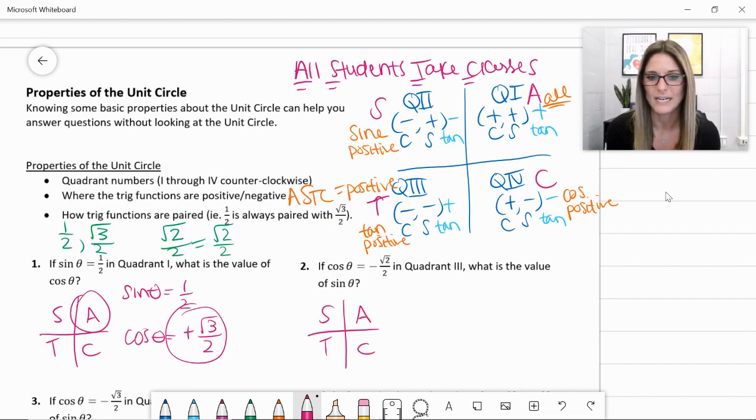In quadrant 3, 1, 2, 3, what is the value of sine? Now, in the third quadrant, T stands for tangent is positive. The rest are going to be negative. So if you want to put down here cosine and sine are going to be negative, you can do that. They already gave us cosine was negative, of course, because we're in the third quadrant. What is sine? Well, I know it's going to be negative because it's in the third quadrant. And then a square root of 2/2 is always paired with another square root of 2/2.